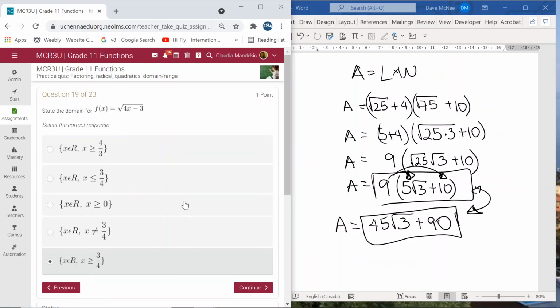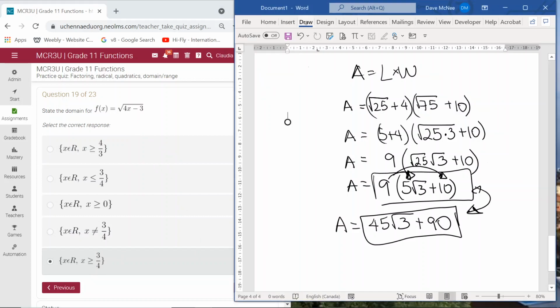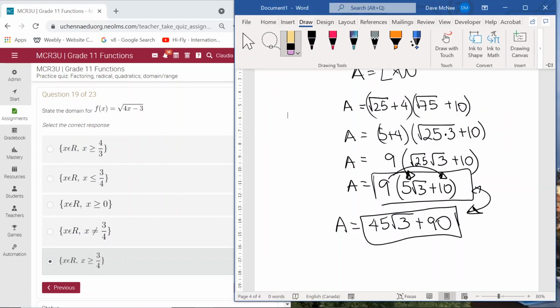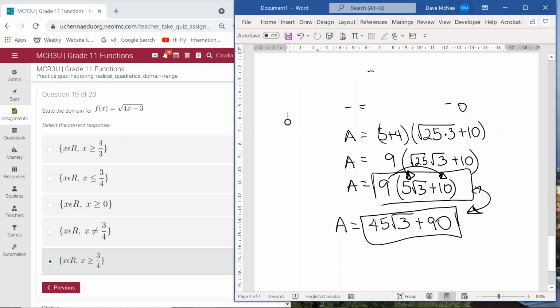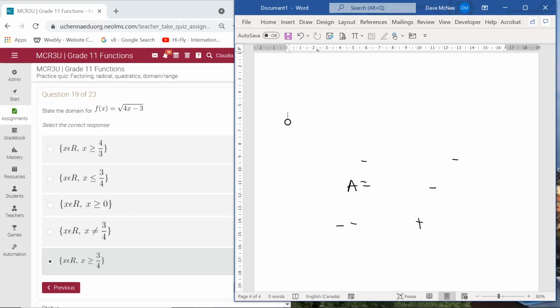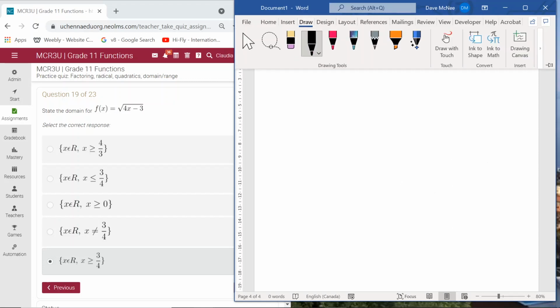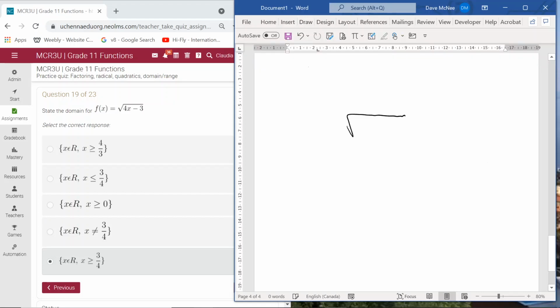State the domain for this function here, f of x. So when we have a square root function, we know, we talked about this in class, that anything under a square root can be 0 or larger. So I'm going to write that right away. Whatever is underneath a square root must be greater than or equal to 0. All right? Stuff outside of the square root doesn't count. That can be anything. But stuff inside of the square root must be 0 or larger.